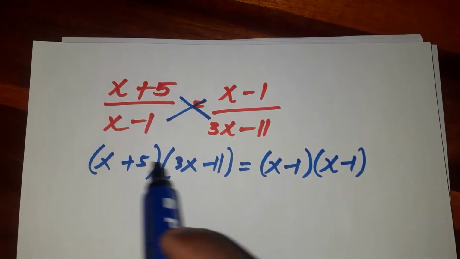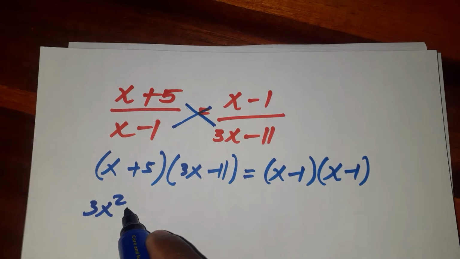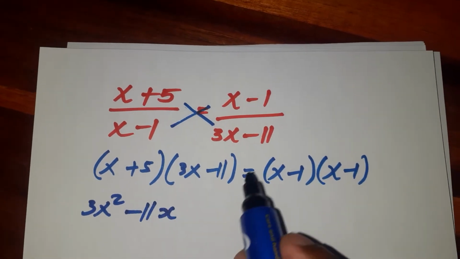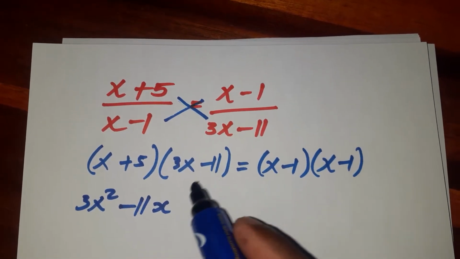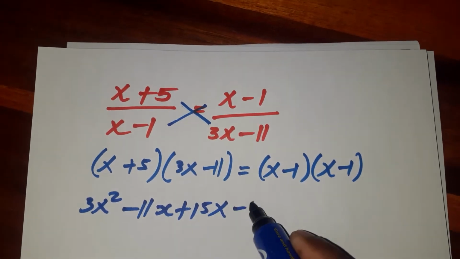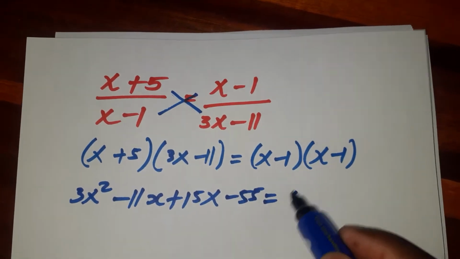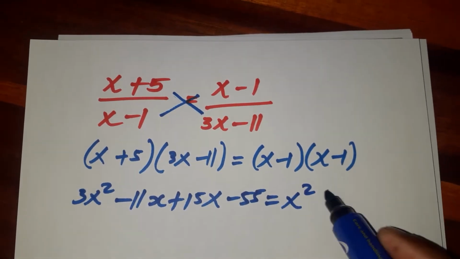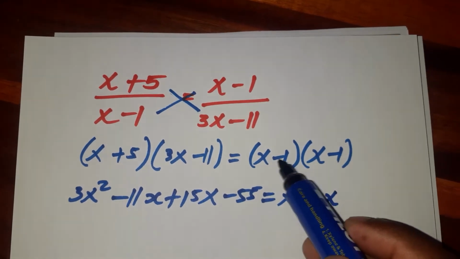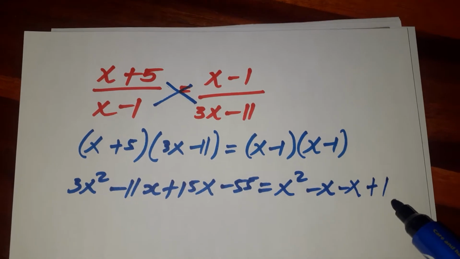We multiply x and 3x, then we get 3x squared, and x and minus 11 we get minus 11x, and then 5 and 3x we get positive 15x, and 5 times negative 11 we get negative 55, equals x times x we get x squared, and then x times negative 1 we get negative x, negative 1 times x we get negative x, and then negative 1 times negative 1 we get positive 1.